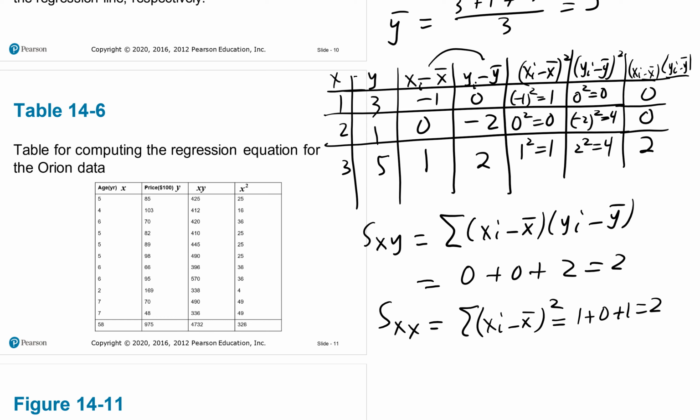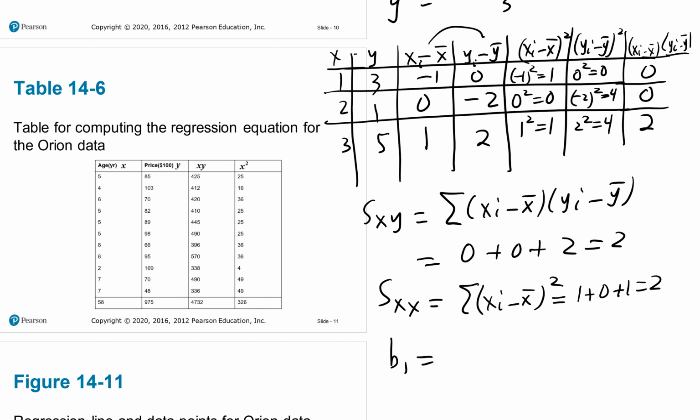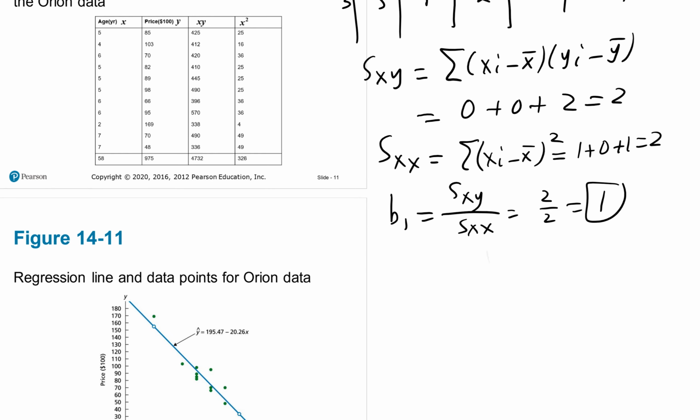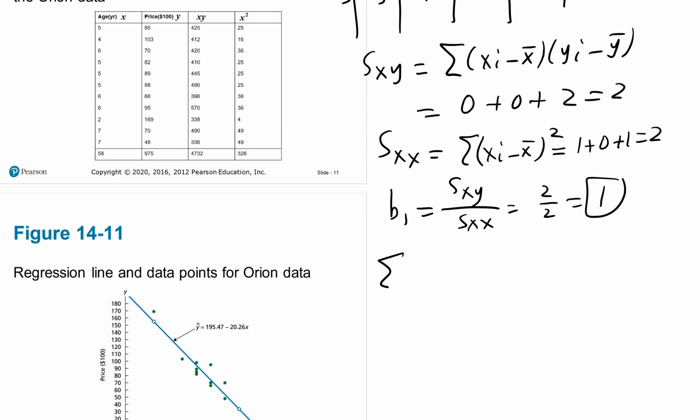We found Sxx, Sxy. Then we can find from here b1, which is Sxy over Sxx, 2 divided by 2, 1. We found b1. Now we need to find b0. To do so, we first need to sum up all the x's, which I got 6. Sum all the given y's, the 3 of them, it gives me 9.